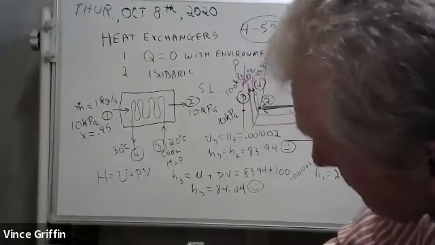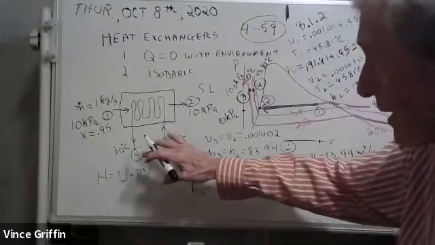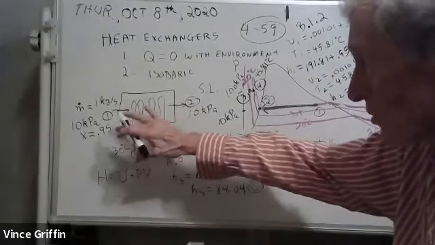Professor Griffin. Yes, I'm listening. So we're going from 1 to 2, and we're going from 3 to 4, but are we going from 2 to 3? No, they're totally separate. This piping here is totally separate.